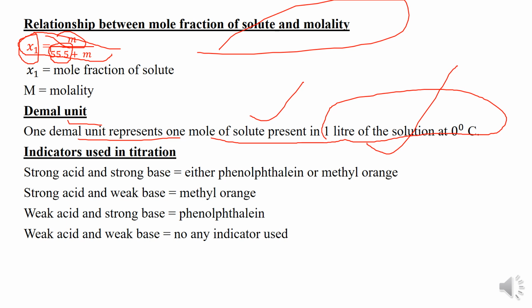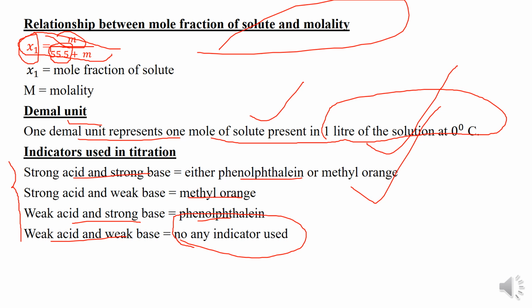Indicators used in titrations, I have already discussed this. In the case of strong acid and strong base, either phenolphthalein or methyl orange is used. In the case of strong acid and weak base, methyl orange is used. In the case of weak acid and strong base, phenolphthalein is used. And in the case of weak acid and weak base, no indicators are available. In some cases, phenol red is also used.